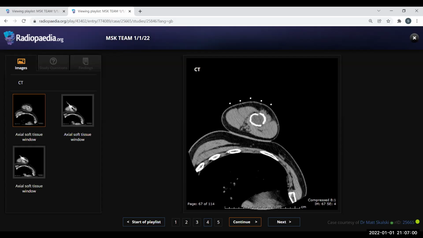On this static image, what do you think? What can you see in this soft tissue window? I can see a soft tissue lesion replacing all the medulla of the bone here, and there are evident cortical breaks. I think the pathological fracture has occurred from this.